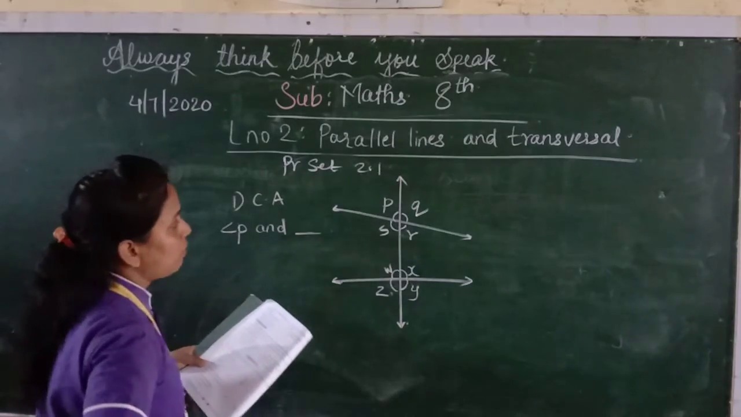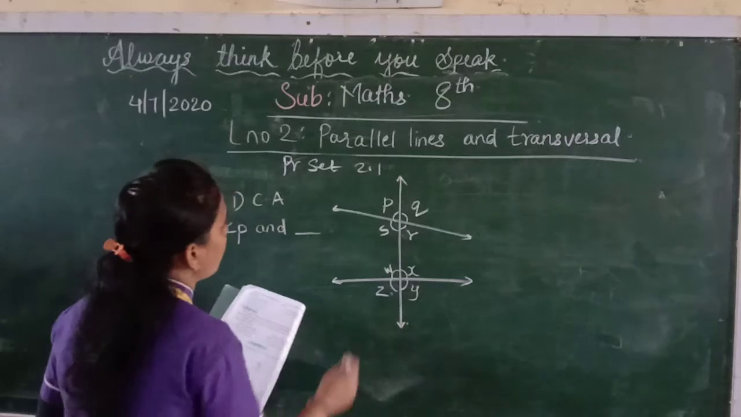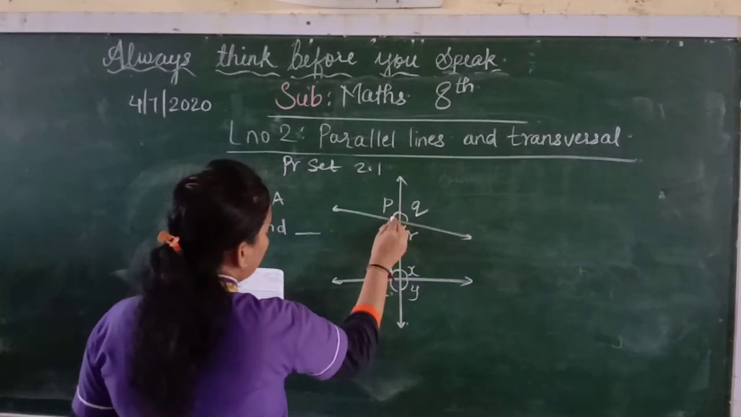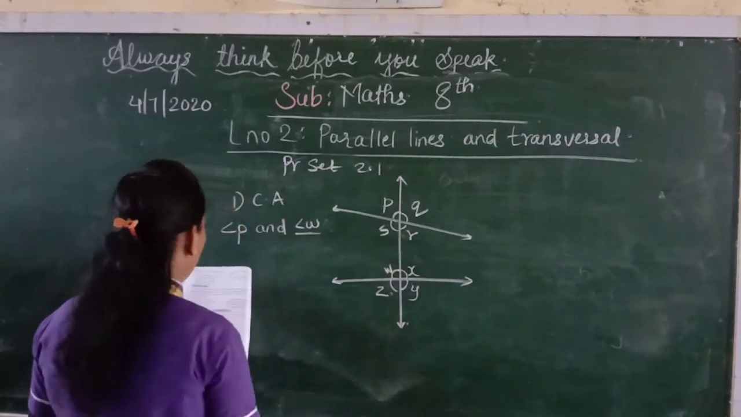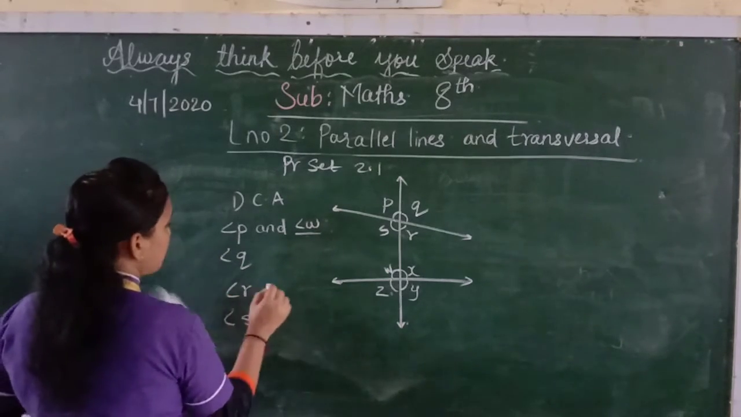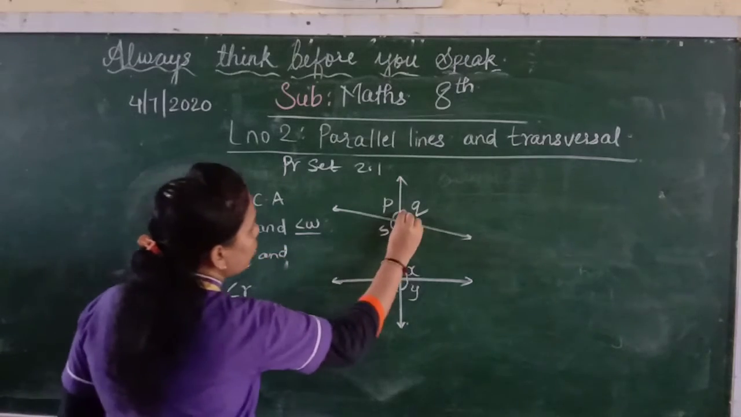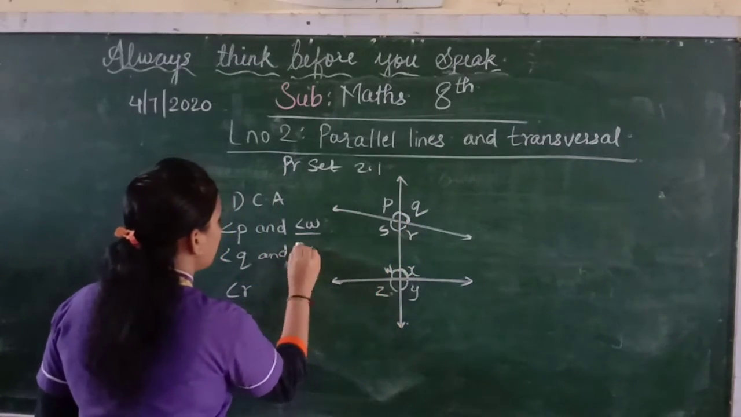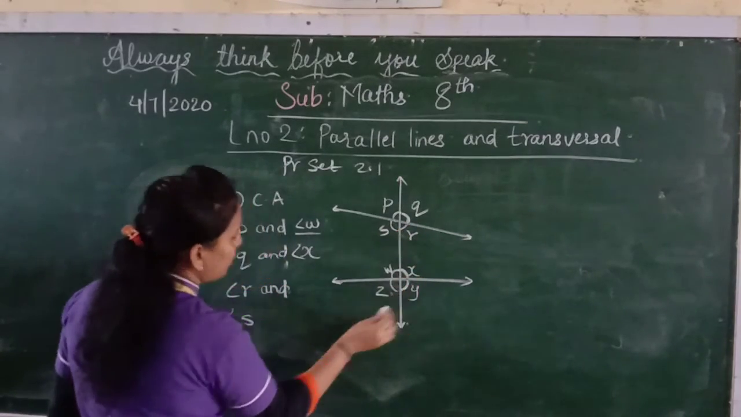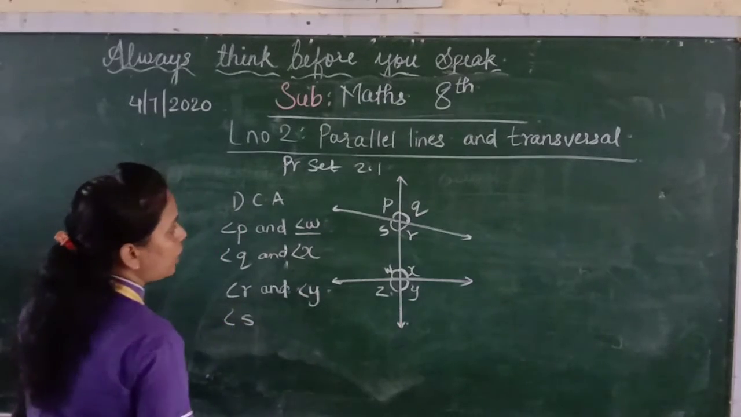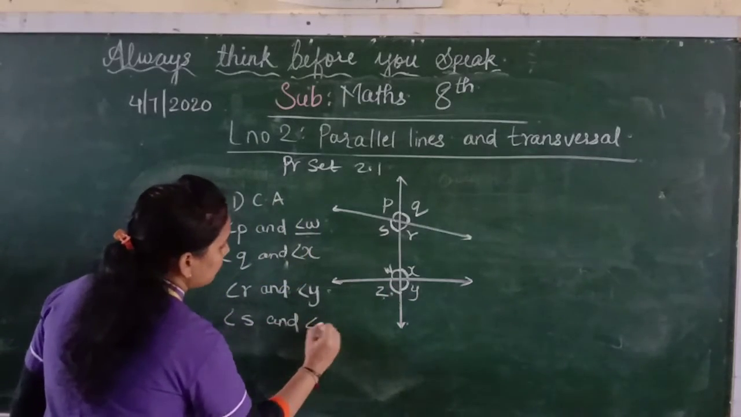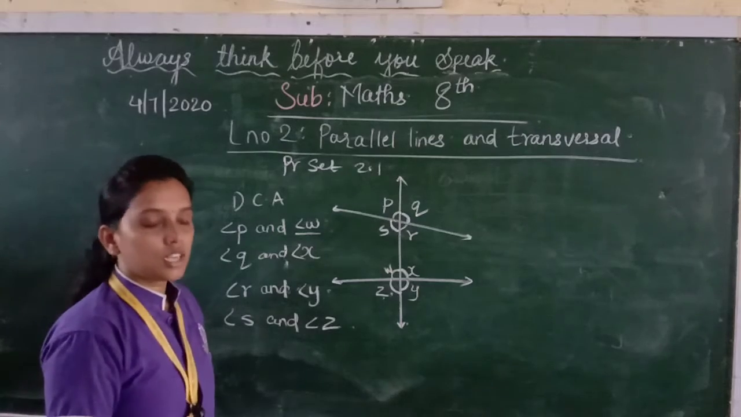Now here first they have given angle P and dash. So what is the corresponding angle for angle P? Corresponding angle for angle P will be W. See the staircase it is forming. So what is the corresponding of angle Q, angle R and angle S? For Q the step is X. For R this step you will have angle Y. For S the outer step will be here, angle Z. So these are the corresponding angles.